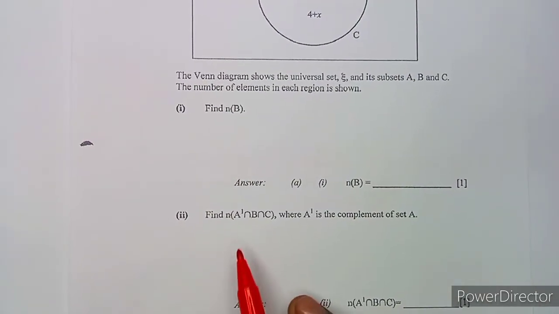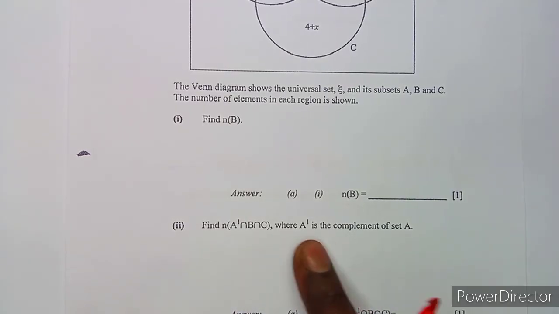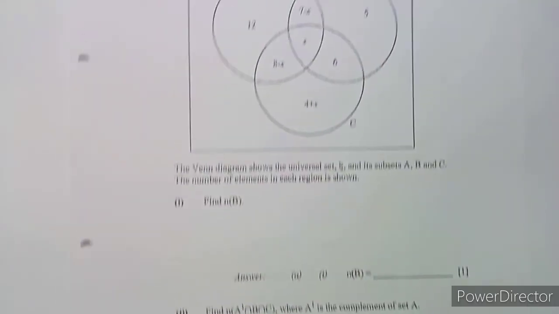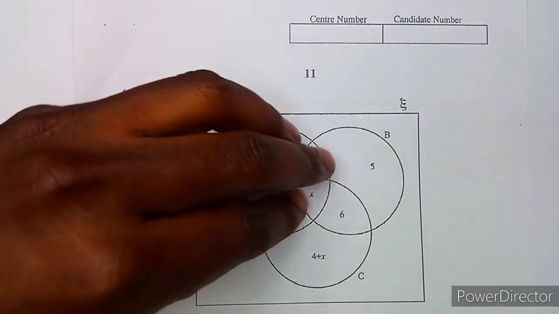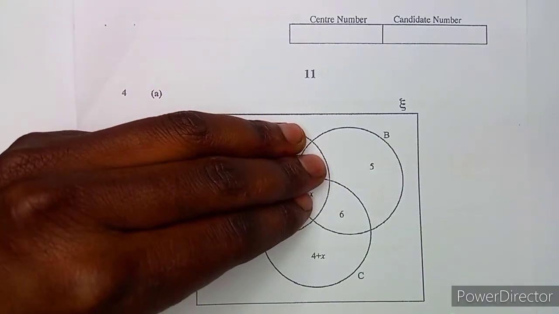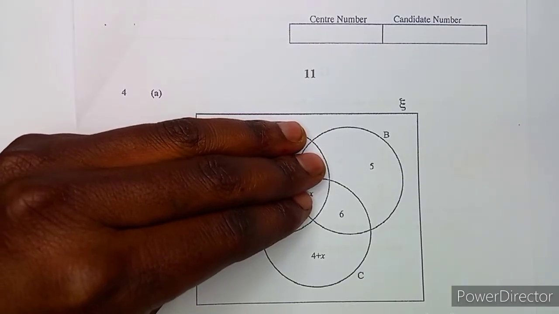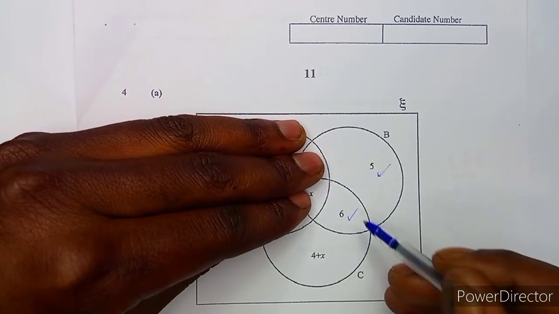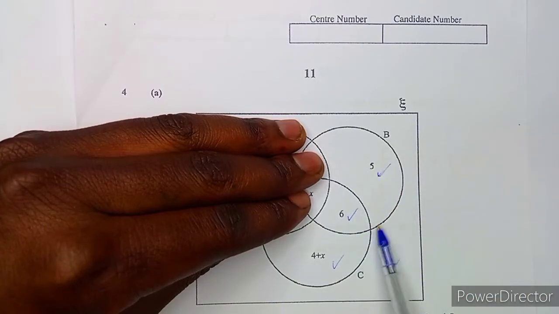Find the number of elements in A complement intersection B intersection C, where A complement is the complement of the set. Okay, so where actually do we have this part, guys? A complement, we are referring to the set that is not in A. So we close this part here, this is our set A. So for A complement, I want you to see the part that we are left with. We are left with this part here, this part here, this part here, and this part. This is your A complement. What is not in A?